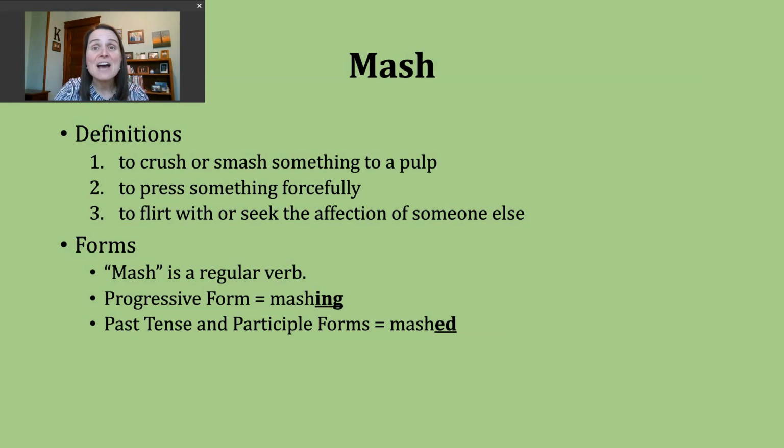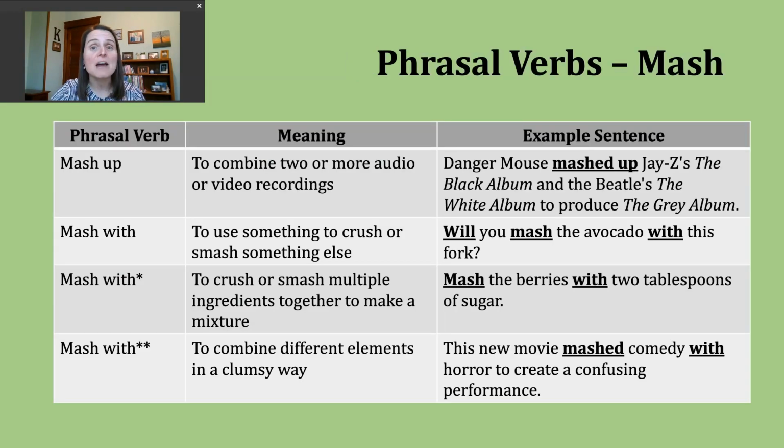Okay? Now, there are a few phrasal verbs that we can discuss. The first is to mash up. When we use this, many times we're talking about combining two or more audio recordings, video recordings. This has really become kind of an art form, some people would say. So let's look at an example sentence. Danger Mouse mashed up Jay-Z's The Black Album and the Beatles' The White Album to produce the Gray Album.